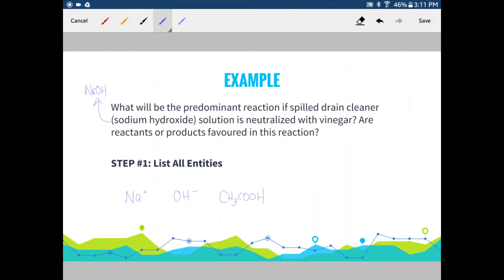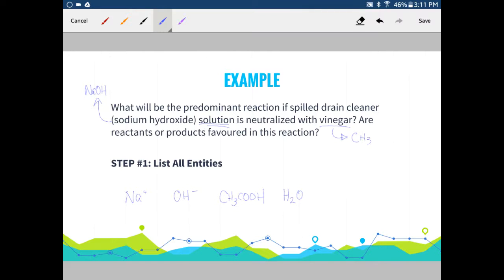Now, the one thing that's a trick in this question that we need to be aware of is that vinegar or acetic acid is dissolved in water, as well as the sodium hydroxide solution given in the question. So one thing we also have to list in this question that may not be that evident is water. We have to list water as an entity because we do know that water can act either as an acid or a base. So we have to list all entities present. So based on our example, these are the things that we have present.